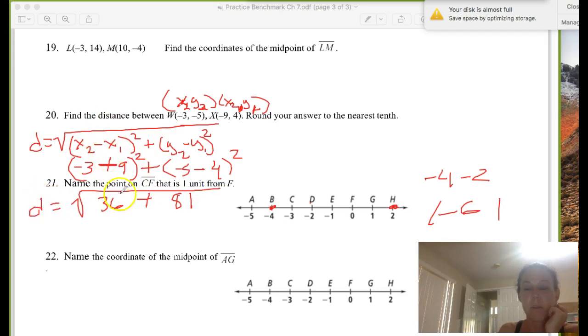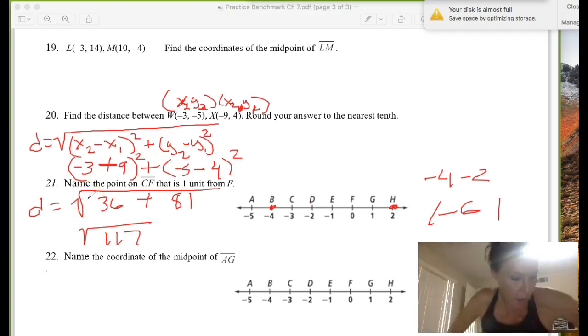Okay. So I just brought this down. Now I'm going to add 36 and 81. If I add that real quick, I'm going to get a square root of 117. And you can leave it like that, or you can find the square root using a calculator.